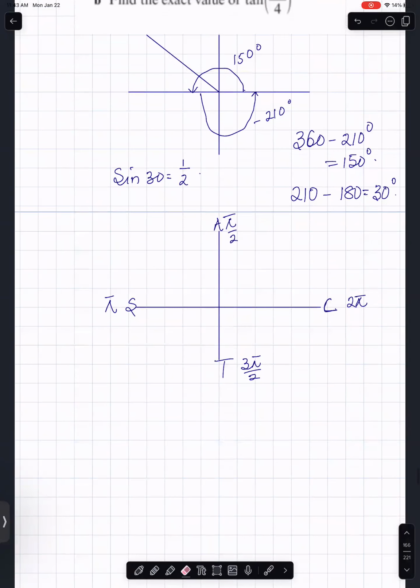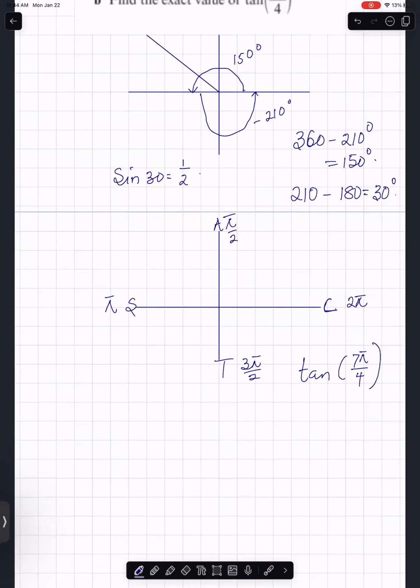Since we are looking for tan of 7 pi divided by 4, tan is only positive on certain axes. We have positive tan here, and positive tan in the third quadrant. So this is 3 pi over 2.